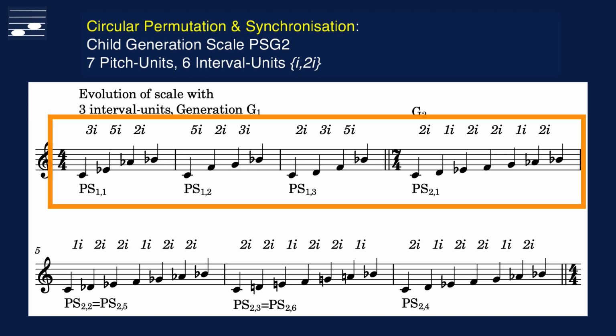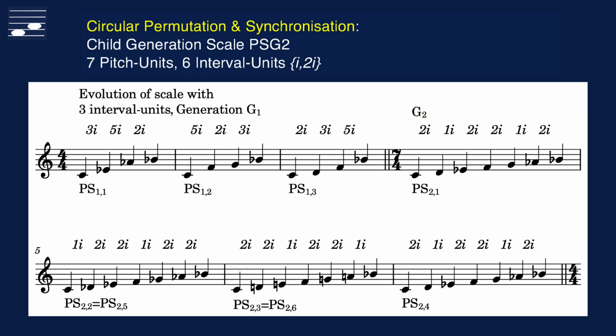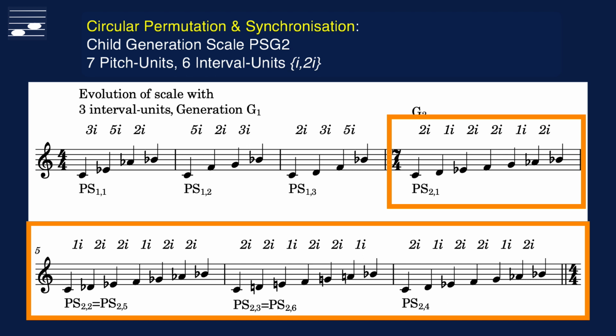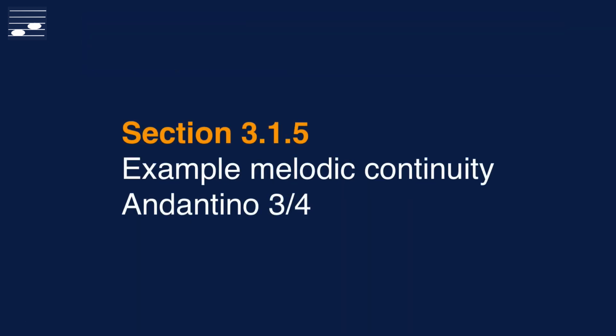The child generation G2 scales contain 7 pitch units. For this specific interval order, we find 4 different circular permutations. Repeating the process would yield the chromatic scale between lowest and highest pitch. Let's create an Andantino melodic continuity with this scale family.